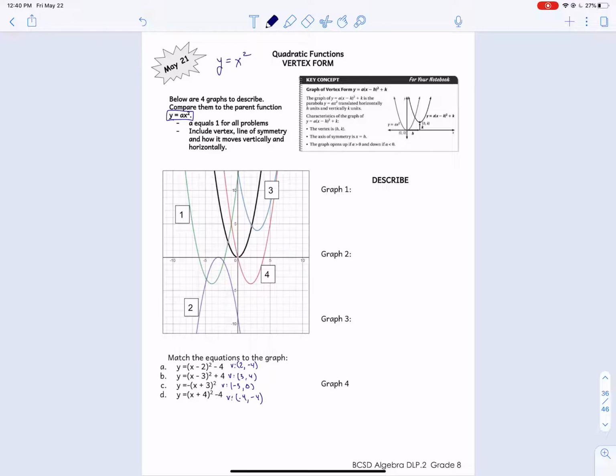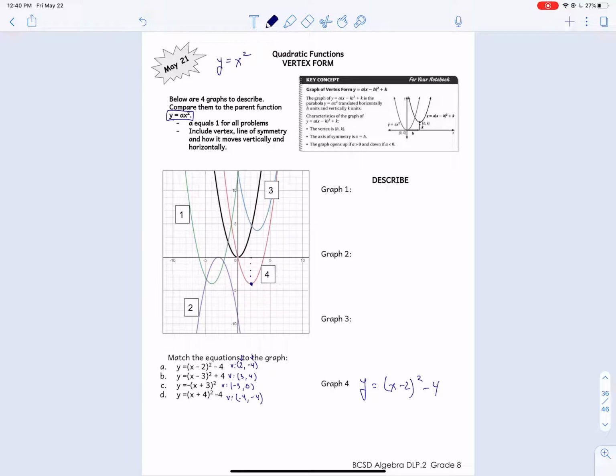All right, so A, (2, −4). So that's got to be this one. So what do we do? We shifted it to the right and down. We shifted the vertex 2 spaces to the right and then 4 spaces down. So positive 2 for the x and then negative 4 for the y. So that would be graph 4: y = (x − 2)² − 4.